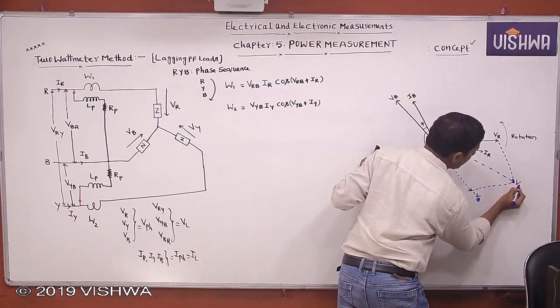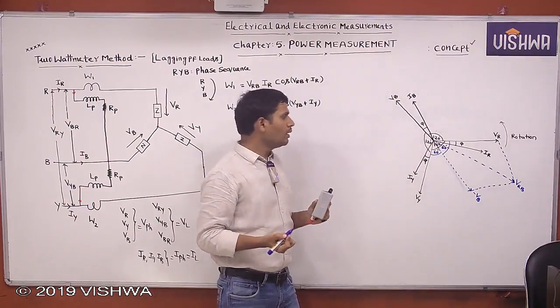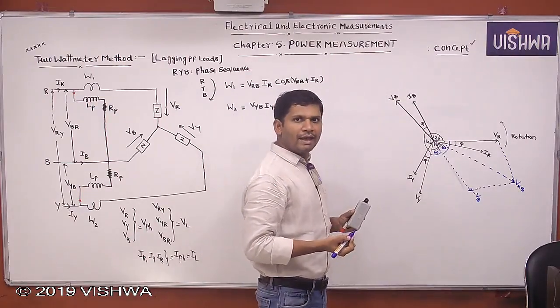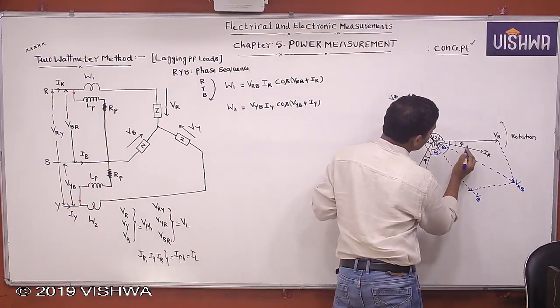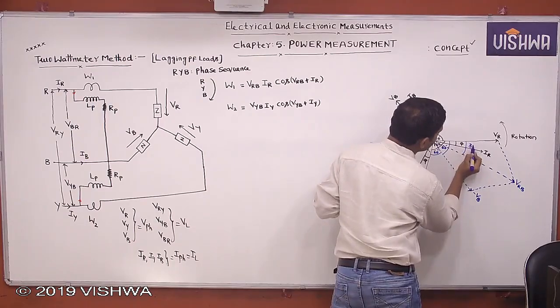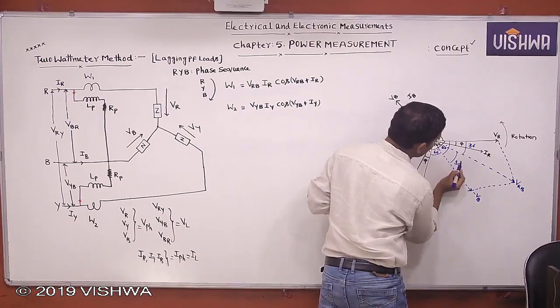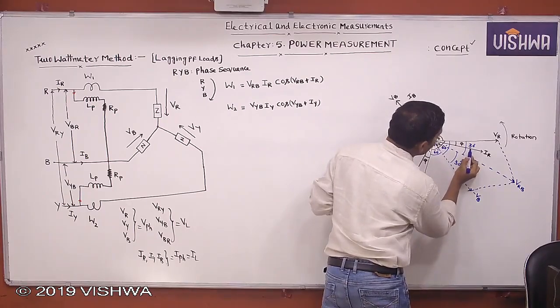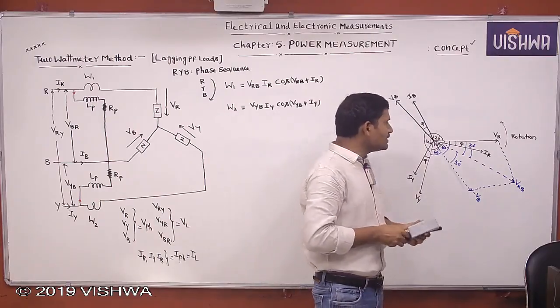This is VRB. Yes, but you know that we want the angle between VRB and IR. This is how many degrees? 30 degrees. This also 30 degrees. But you want the angle between VRB and IR. This angle you want. Tell me what is that angle.